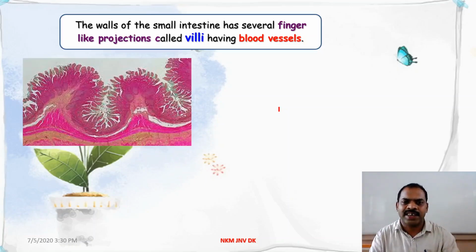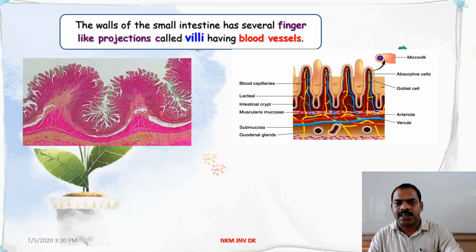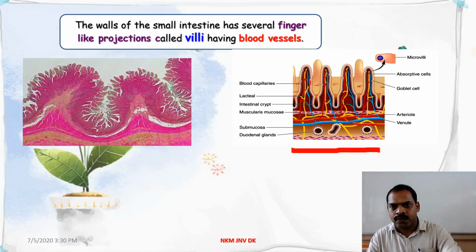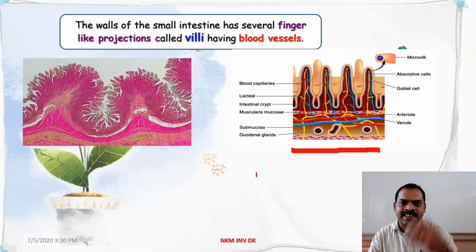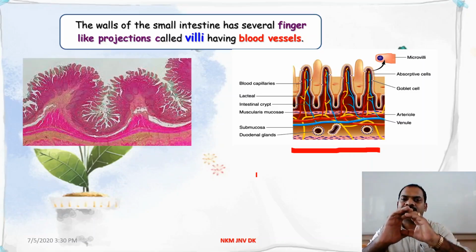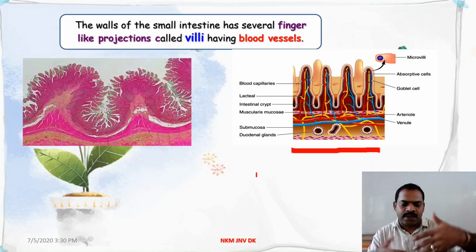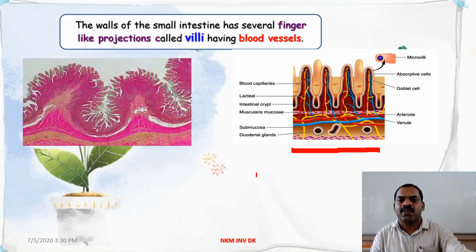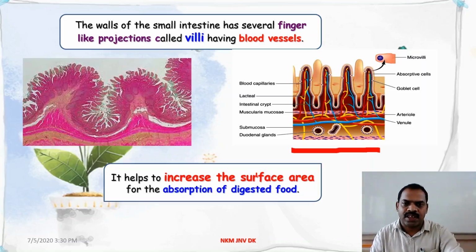It looks like this in a microscopic image, and this is the diagrammatic representation of villi. You can see the finger-like projections, which are rich with blood vessels as well as lymphatic vessels. The small intestine is not a pipe-like structure. It has a lot of projections toward the inside. What does it do? It increases the surface area for absorption of food.